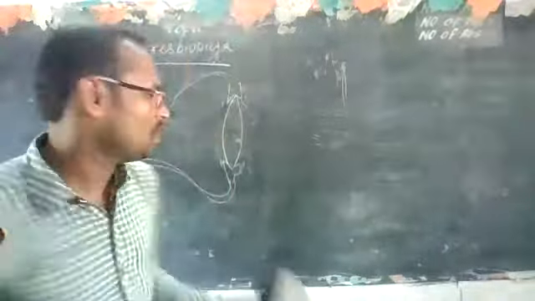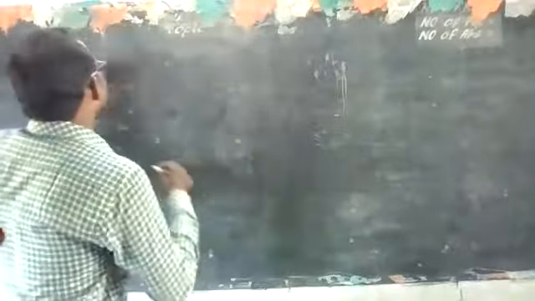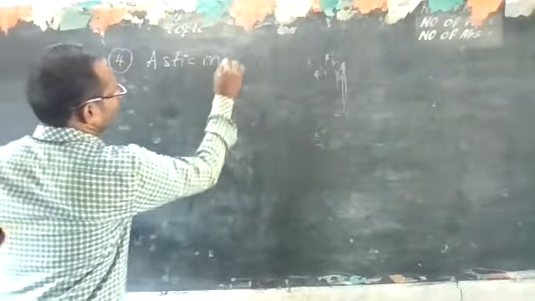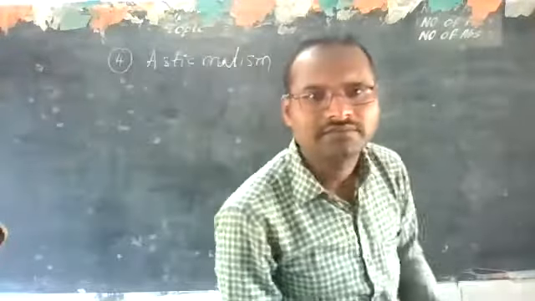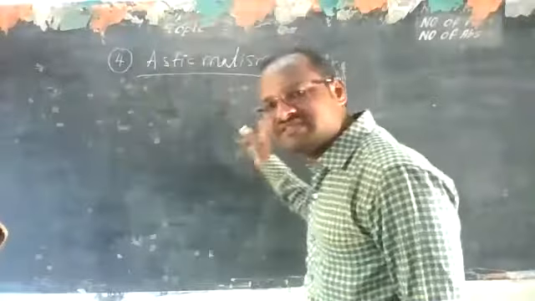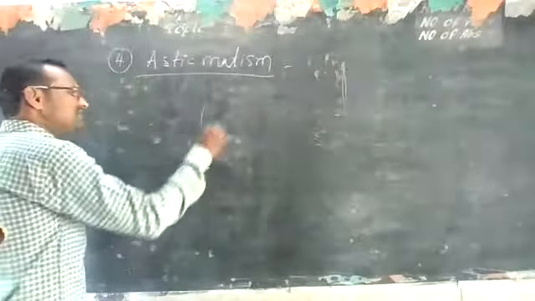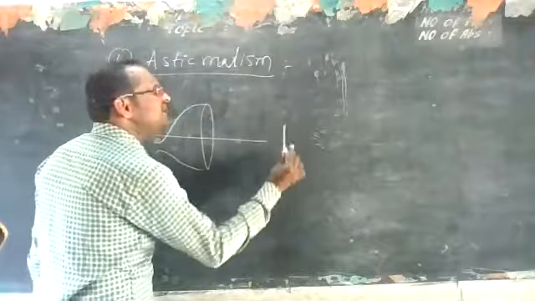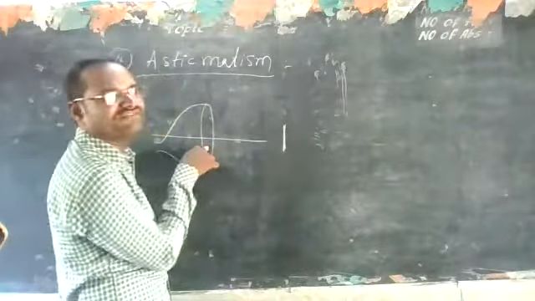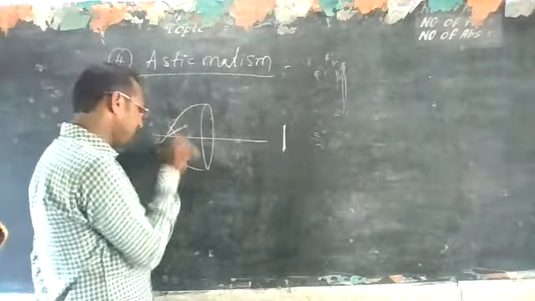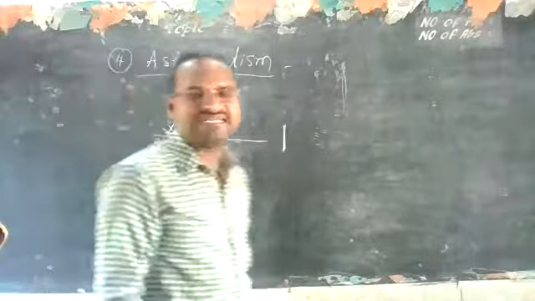Yes. Now, the fourth type of defect is astigmatism. Astigmatism is nothing but, a person who is suffering from this type of defect, for example here, if one vertical line is there like this, then the person suffering from astigmatism can see the image maybe like this or like this. Zigzag. He can't see the clear image.